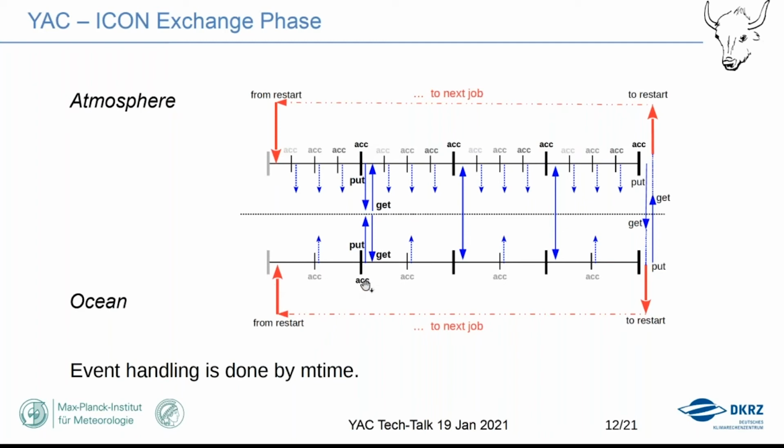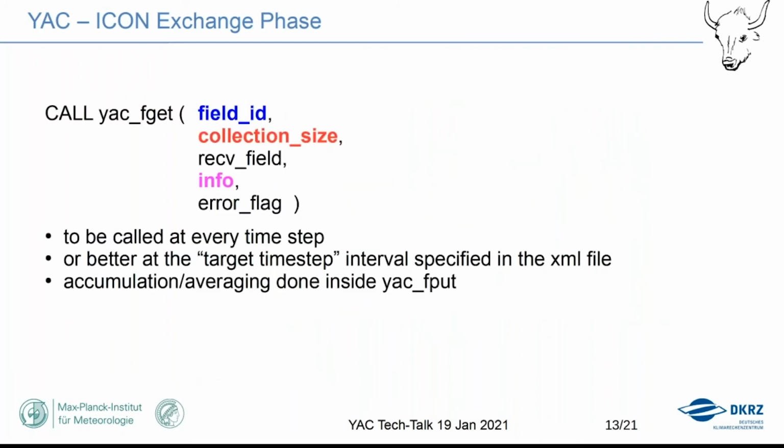Time steps can be different, and likewise the calls to the fput, but one only has to guarantee that there are matching times for the put and get call so that the data can be exchanged. And these are the synchronization points between the two components, and I will come to that at the end again. Of course, all event handling is done by MTime, so we use the MTime library to do the event handling inside YAC.